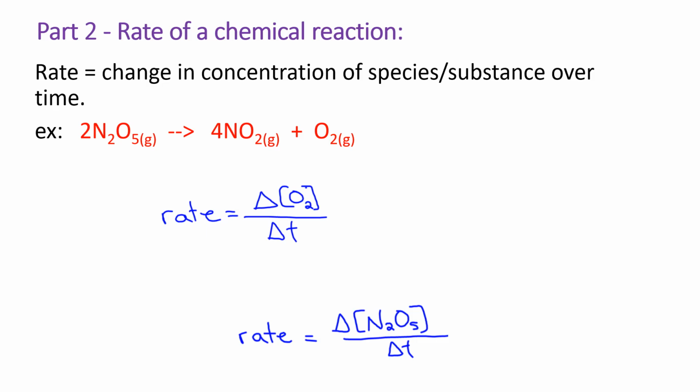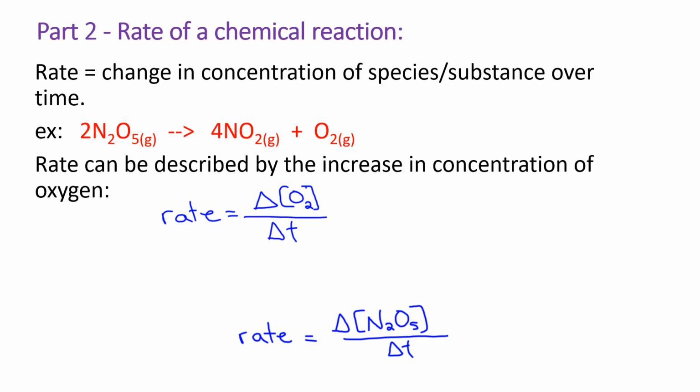So if I have this reaction, I could describe the rate of this reaction according to an increase in the concentration of oxygen. So I could write it this way: rate is equal to change in concentration of oxygen over change in time, or you could just say time. So change in concentration of oxygen, we're going to say it increases, and that's because oxygen is a product. So oxygen would start at 0 and go up, right? So the rate of this reaction could be defined as how quickly it increases in oxygen concentration.